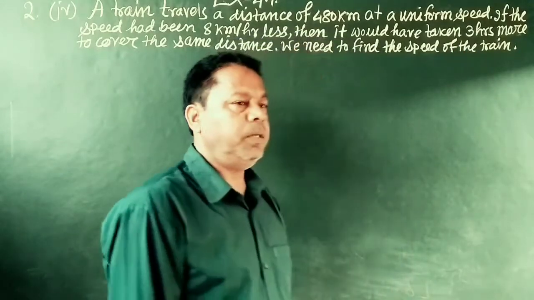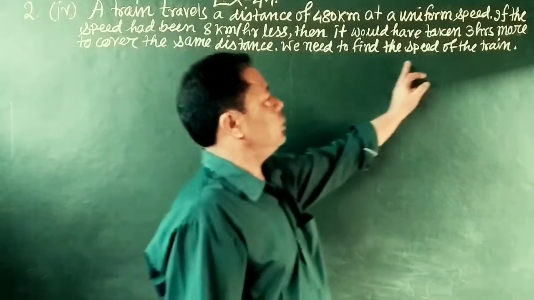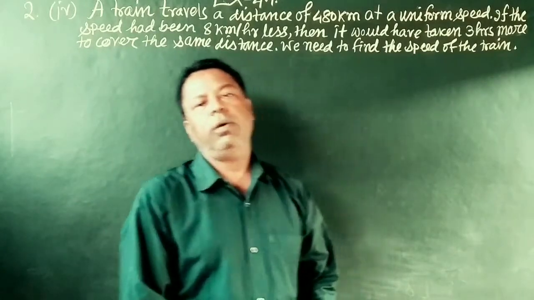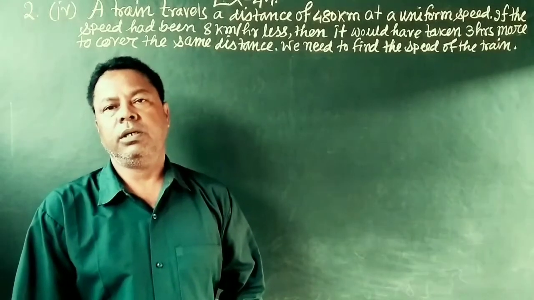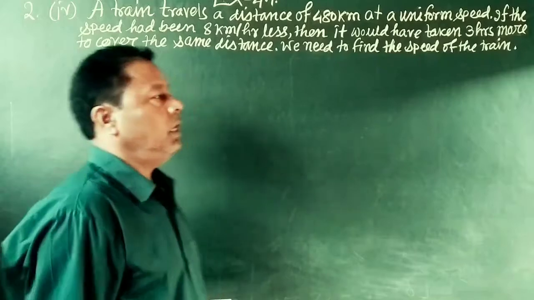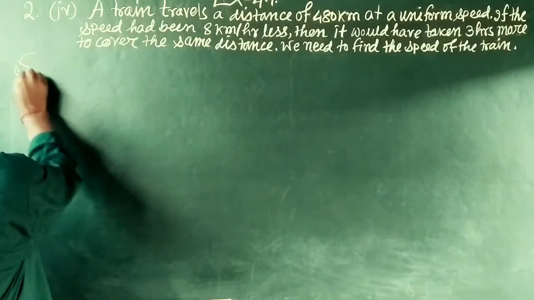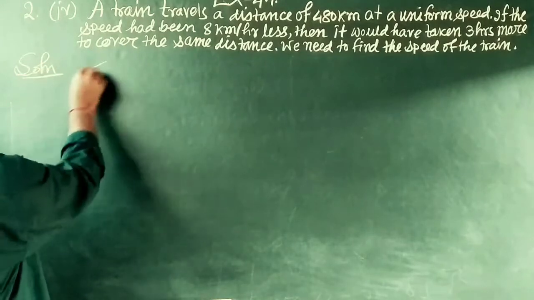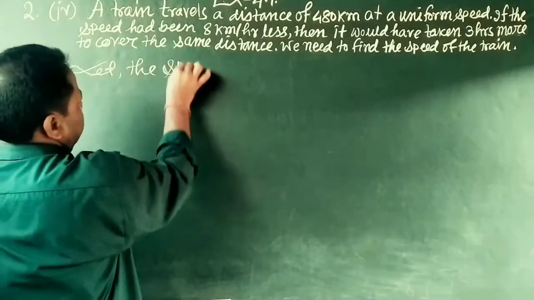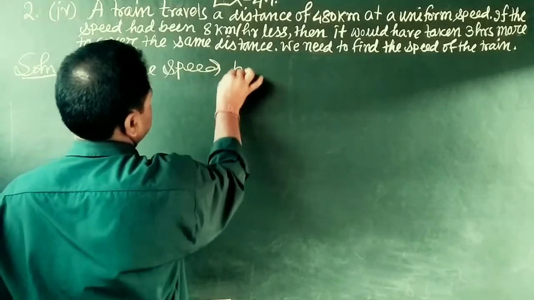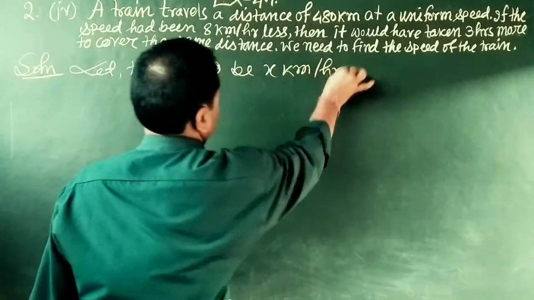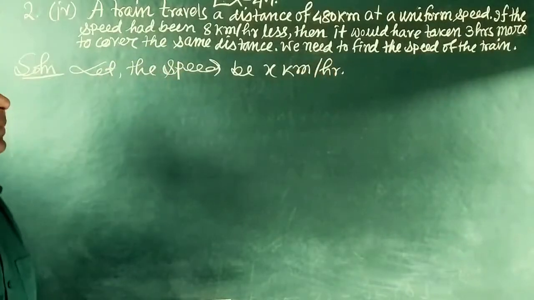To find out the speed of the train, we will suppose let the speed of the train be x km per hour. Means in 1 hour it will cover x km. Suppose 20 km or 50 km, that is the value for x. So let the speed be x km per hour. X km per hour means in 1 hour it will cover x km.